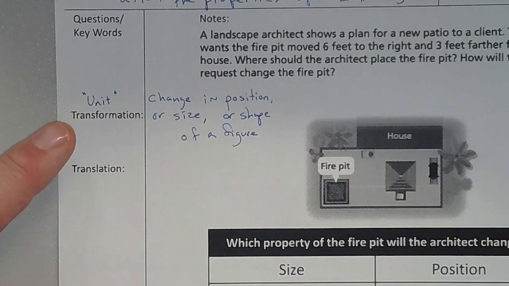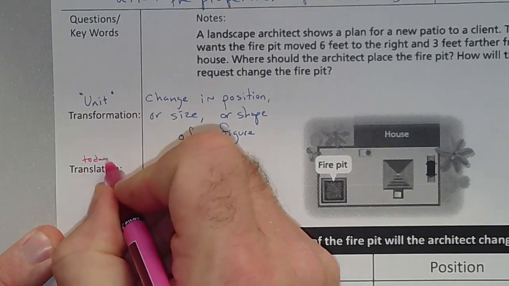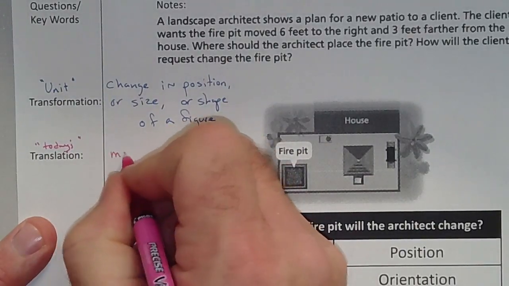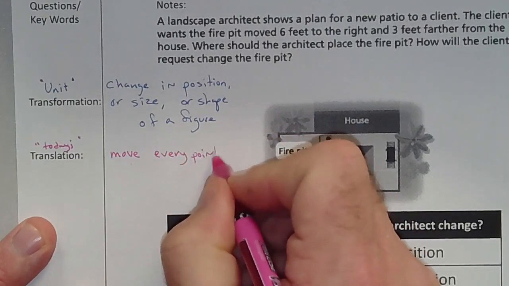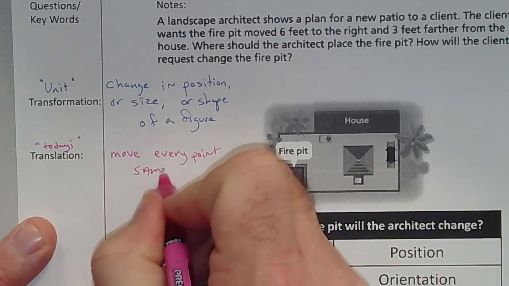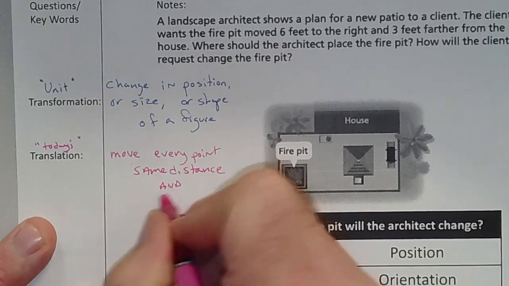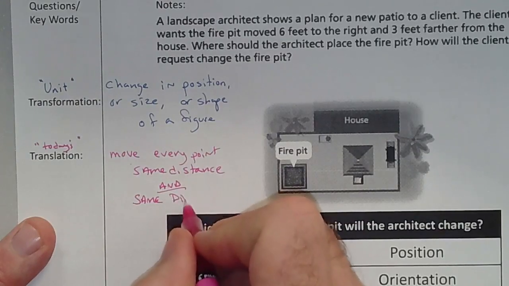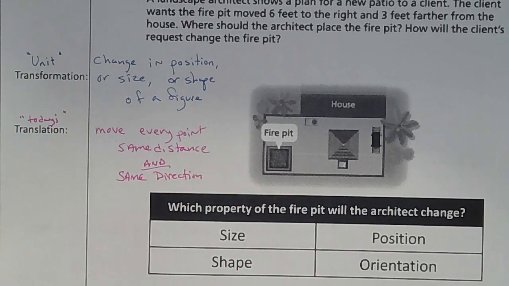And then for today, what we're working on specifically is a translation. So this is today's work. And for today's work, it's when we move every point the same distance and the same direction. So we're going to move a shape, same distance, same direction. Nothing else is going to change with that shape.